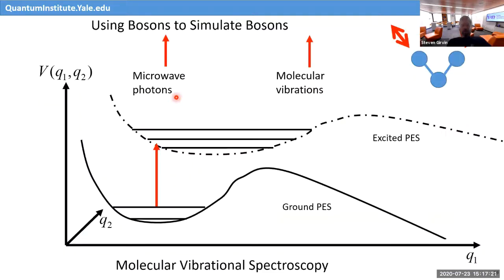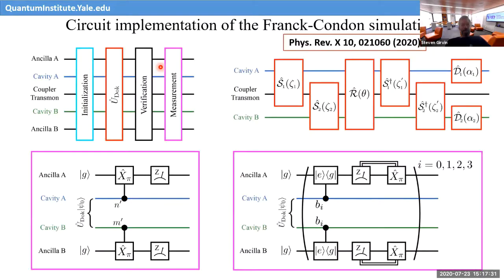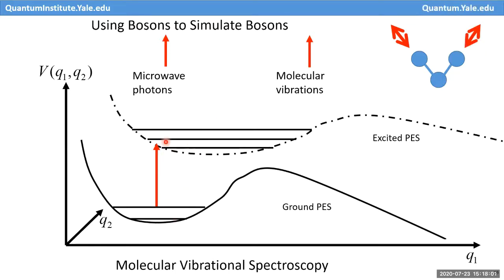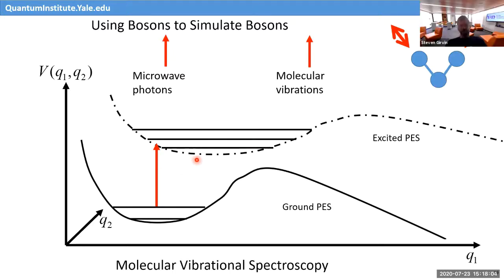So we're going to use our microwave photons to represent these nuclear oscillations. Chemists have worked out the unitary transformation in the approximation that this is harmonic and this is harmonic. The two-dimensional oscillators are displaced from each other and squeezed. They have a different spring constant, and more importantly, the principal axes are rotated. So surfaces of constant energy are ellipses. They have a different principal axis here than down here.